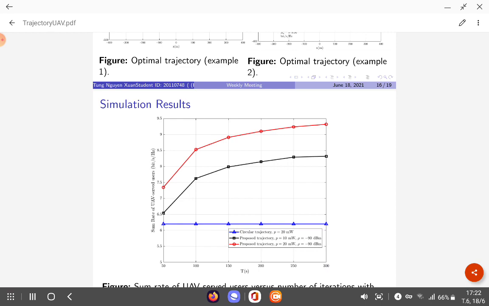So for each point in this figure, I run 1000 realizations.